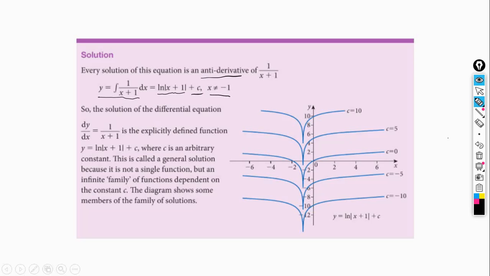So the solution of the differential equation is the explicitly defined function y equals natural logarithm of the absolute value of x plus 1 plus c, where c is an arbitrary constant. This is called a general solution because it's not a single function, but an infinite family of functions dependent on the constant c. So the diagram to the right shows some members of the family of solutions. So this is when c is equal to -10, when c is equal to -5, when c is equal to 0, when c is equal to 5, when c is equal to 10, etc.